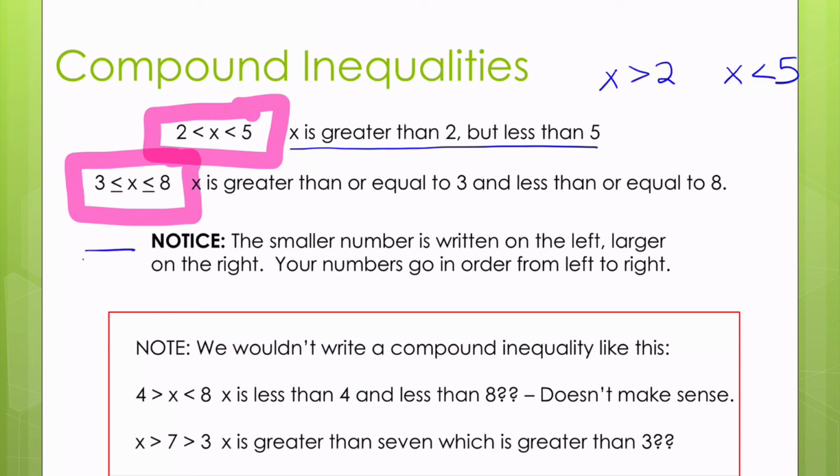I want you to notice a few things. The smaller number is always written on the left. The larger is on the right. Your numbers go in order from left to right. So notice that I have my 3 first, my 8 last.